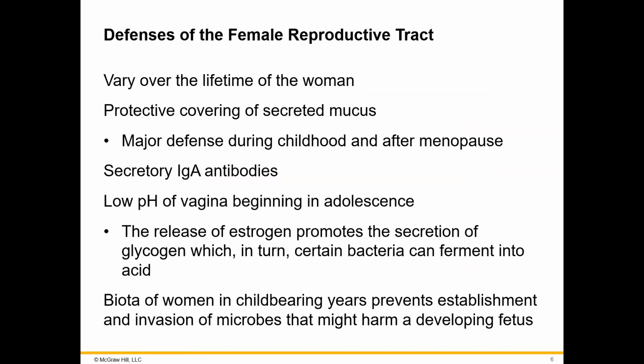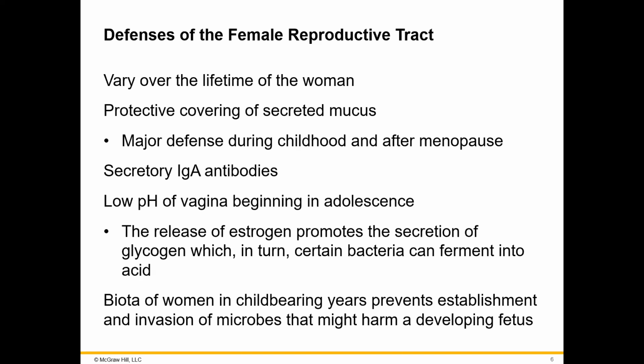For the defenses of the female reproductive tract, this will vary over the lifetime of the woman, and it depends highly on the hormonal levels at any given time. The mucus that is secreted within the female reproductive tract is protective. It causes microbes to stick as well as to be easily flushed away.